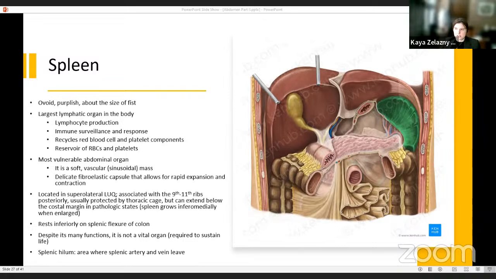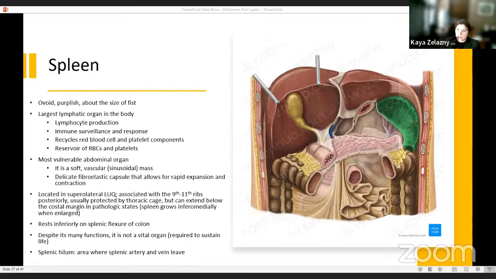It has a fibroelastic capsule, which is great when we want to change blood flow to the spleen and upregulate some of these important functions, allowing it to expand and contract. But that also makes it vulnerable. It's pretty soft, it's very vascular and sinusoidal, so it's going to be quite vulnerable to damage.